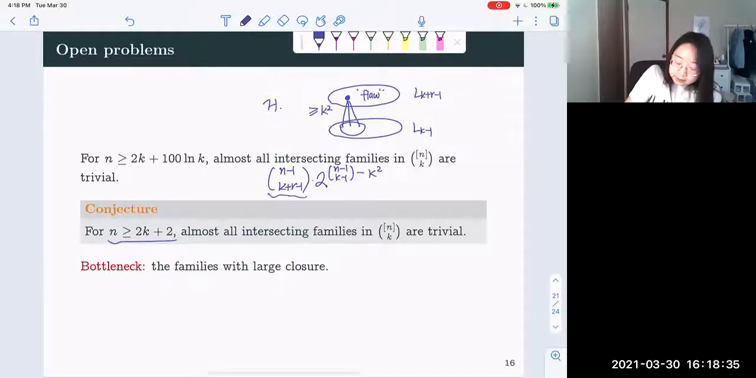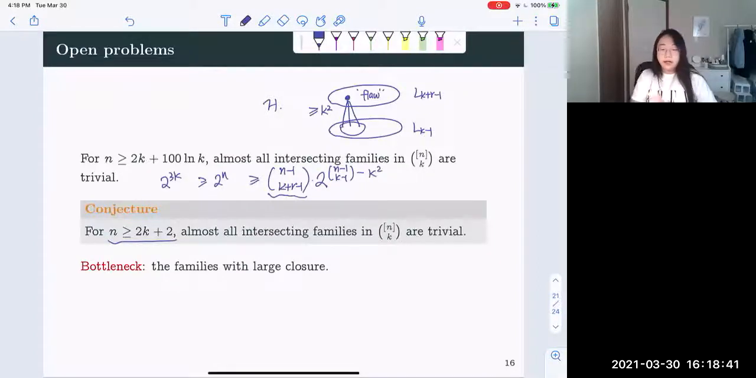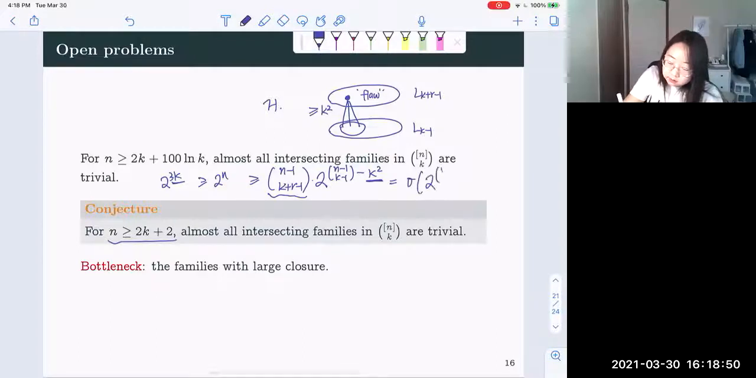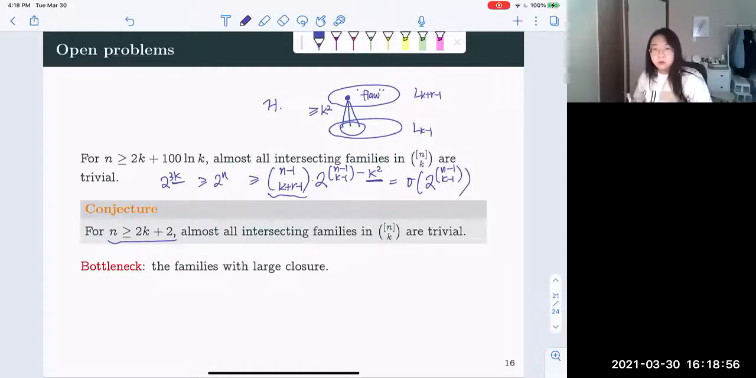Okay, and now this binomial number is upper bounded by 2 to the n, which is upper bounded by 2 to the 3k. But here we saved k squared vertices, which is much larger than the 3k here. So this quantity is much smaller than the number of trivial families. So now you see here, even with one flaw, the number of intersecting families drops dramatically. And that is the main reason we believe the same conclusion should work for n at least 2k plus 2. And here I would like to mention, if you want to prove the conjecture, personally, I believe the bottleneck is really on the families with large closure.